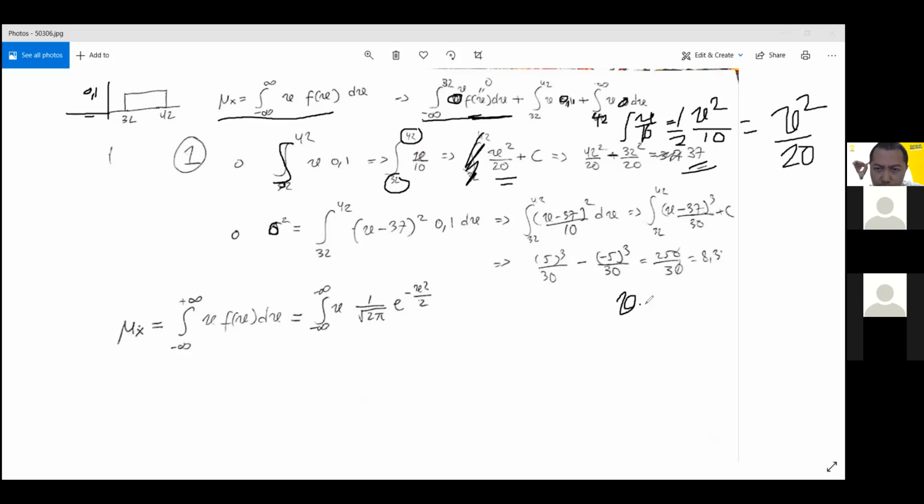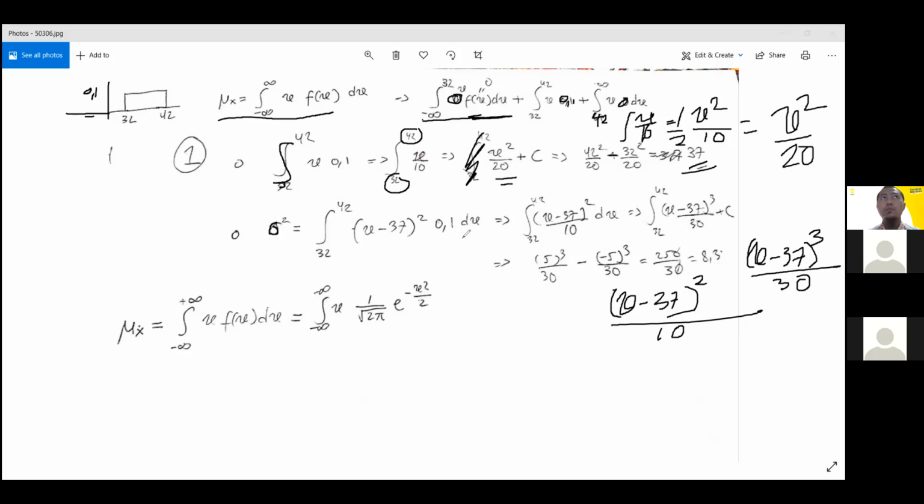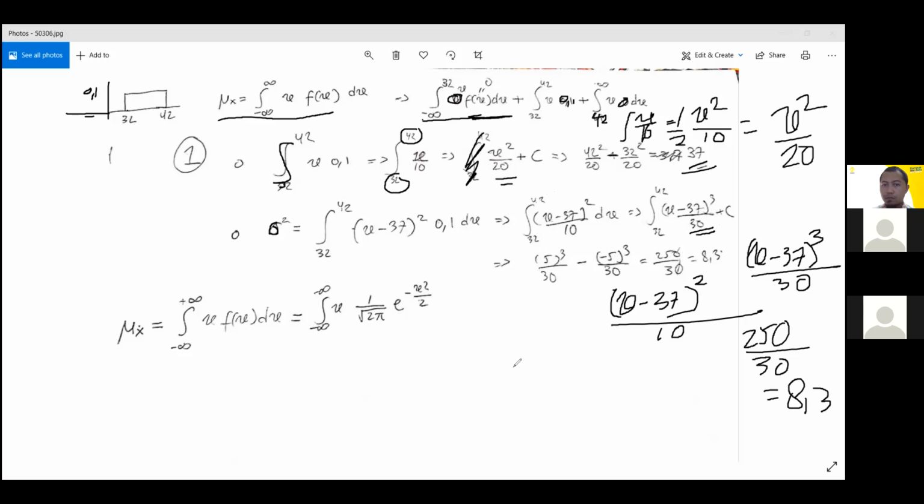because this is (x minus 37) squared over 10. The integral of this is (x minus 37) to the power 3 over 30. And then I put 42 and 32 into the equation, and I get the total of 250 over 30, which gives 8.3. Is it correct, sir? Or should I get the root of 8.3?